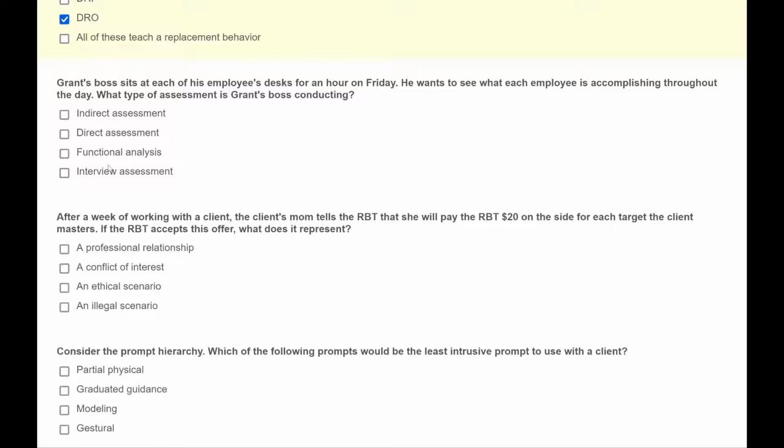Now, be careful here, right? You might argue functional analysis is a direct assessment. You would be right. A functional analysis, though, is truly manipulating antecedents and consequences to determine functions. It's not what Grant's boss is doing. He's simply observing. And when you're simply observing, taking very basic data, maybe just narrative data, you're simply conducting a direct assessment. A functional analysis is way deeper. You're actually manipulating antecedents, manipulating consequences. The best way to determine a function, okay, but it's not necessarily what Grant's boss is doing. Grant's boss is simply directly assessing his employees by observing what they're doing.